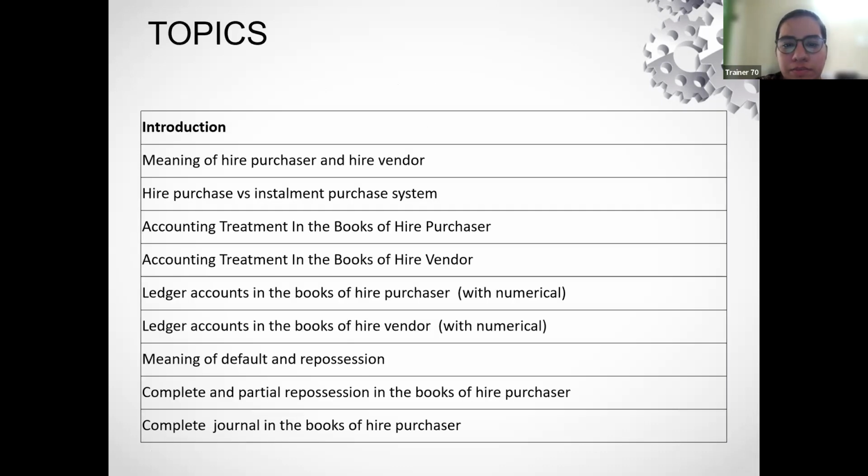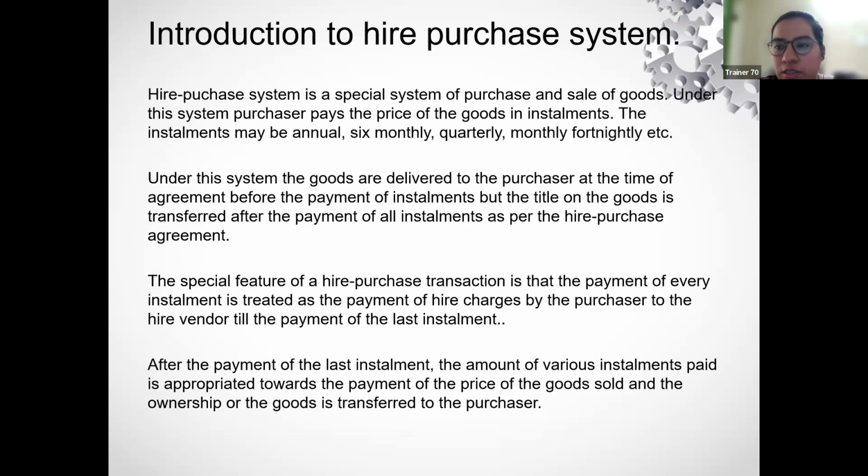So these are the topics that we are going to cover in today's session. You can have a look at the topics, which basically include the meaning of the system, the comparison with the similar form of installment system, the accounting treatment, how it would be done in the books of a vendor and purchaser that we are going to see, and the different methods which are used for the purpose of hire purchase method accounting.